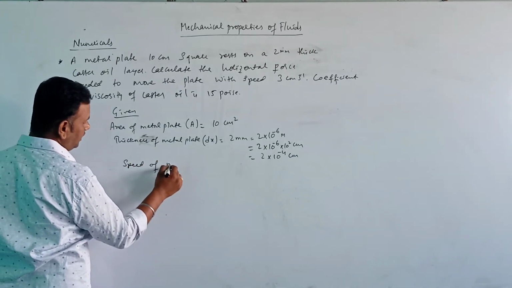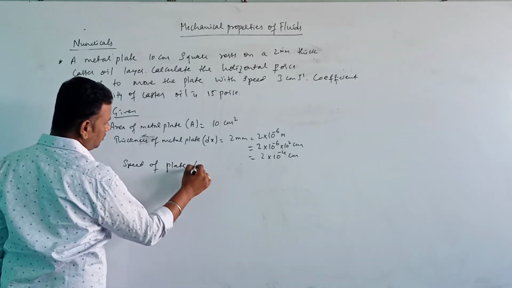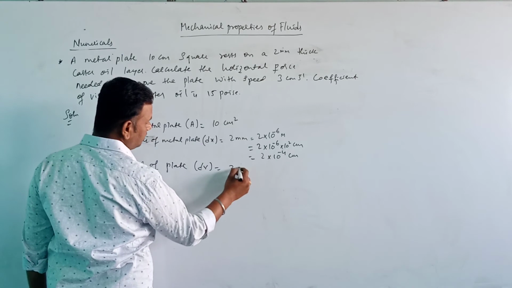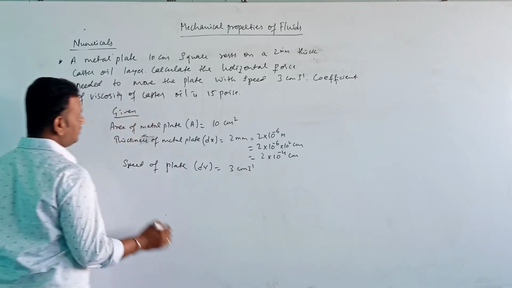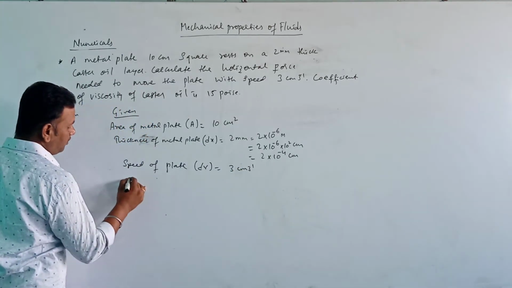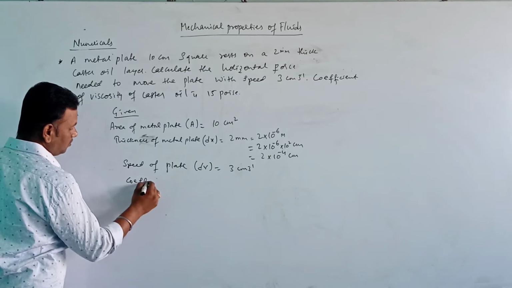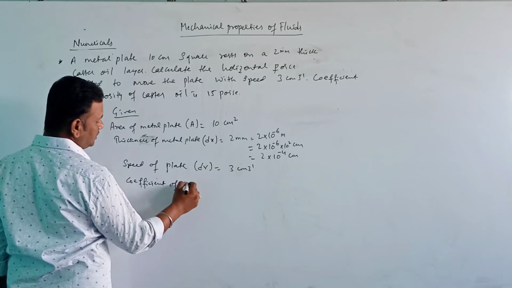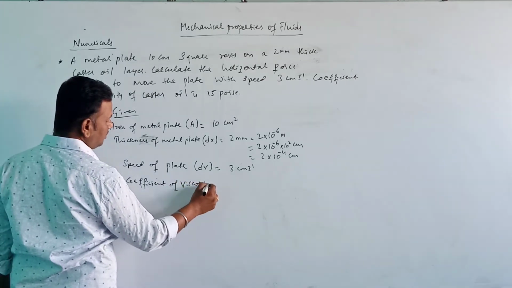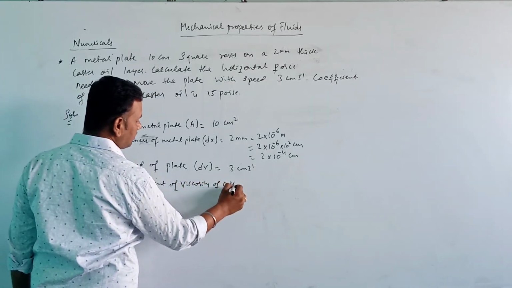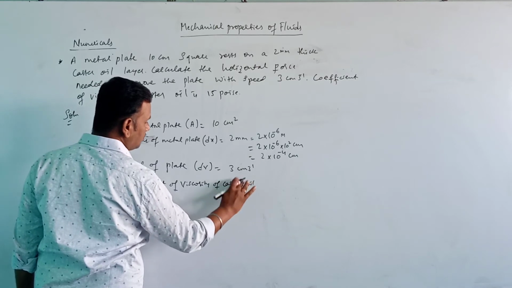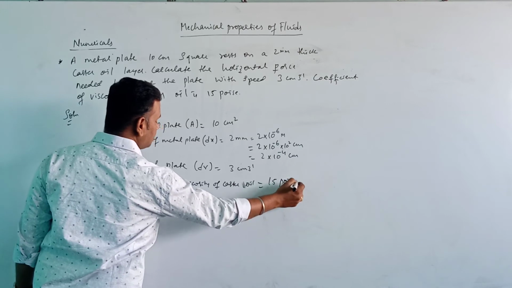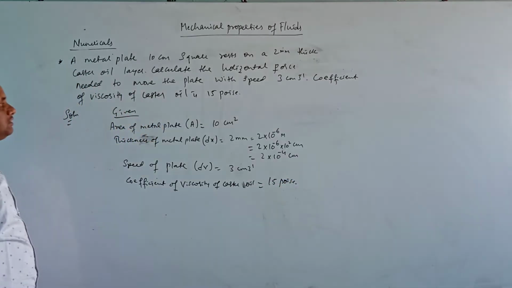The speed of the plate, dv, is 3 centimeter per second, and the coefficient of viscosity of castor oil he has given is equal to 15 poise. So we need to find the horizontal force.